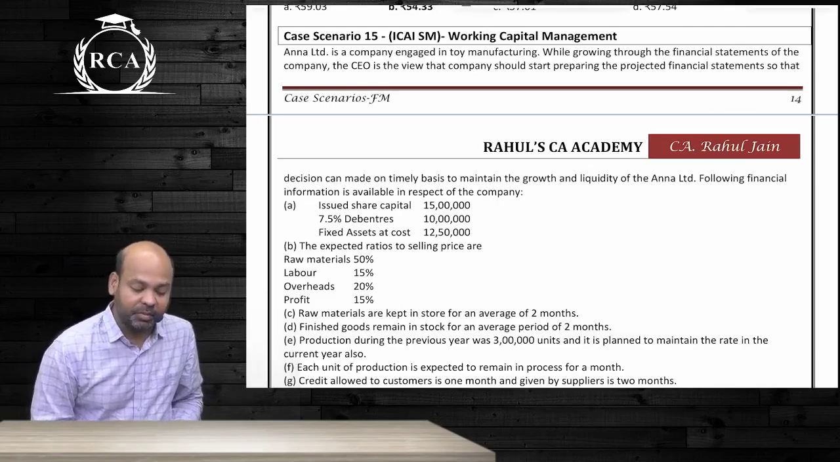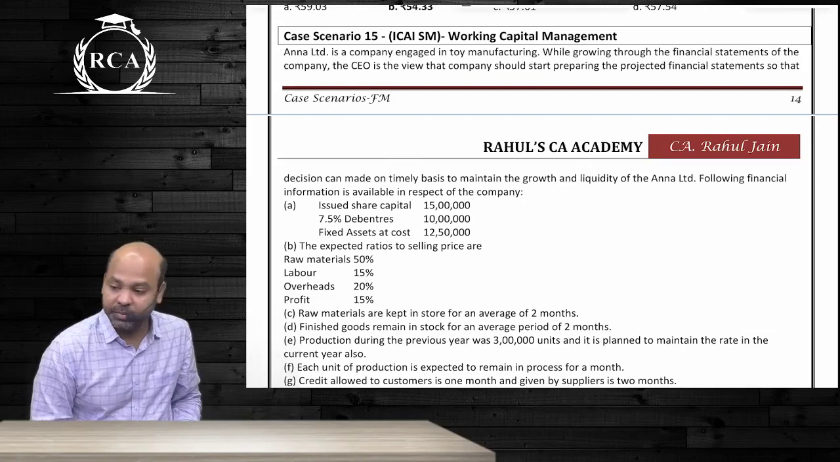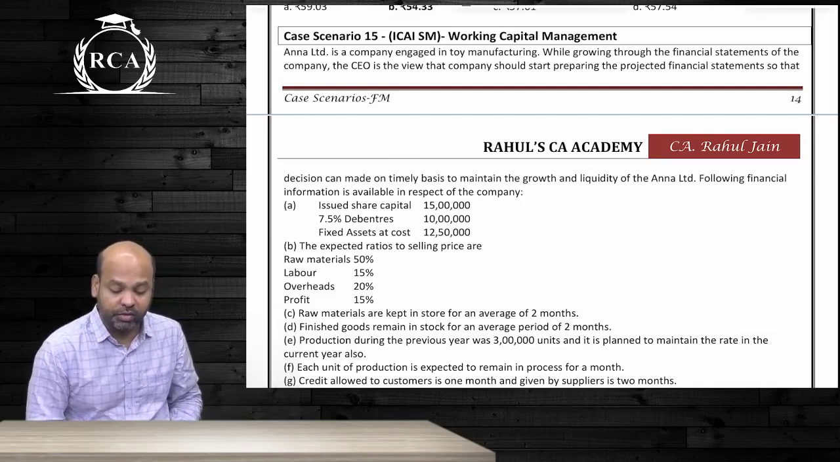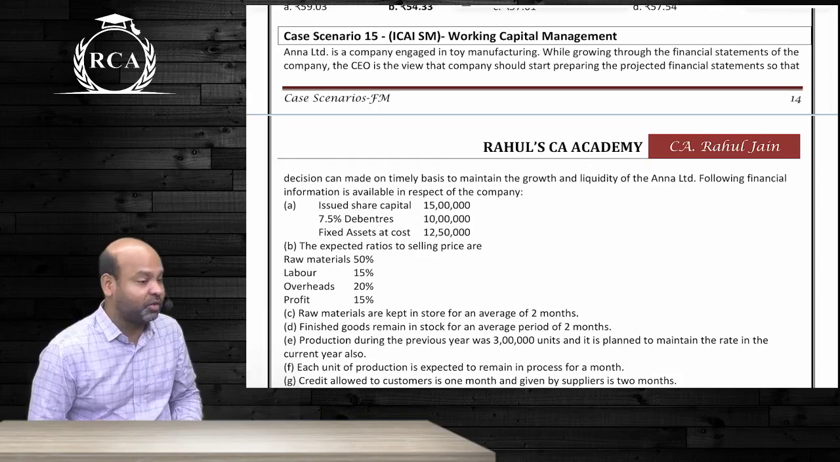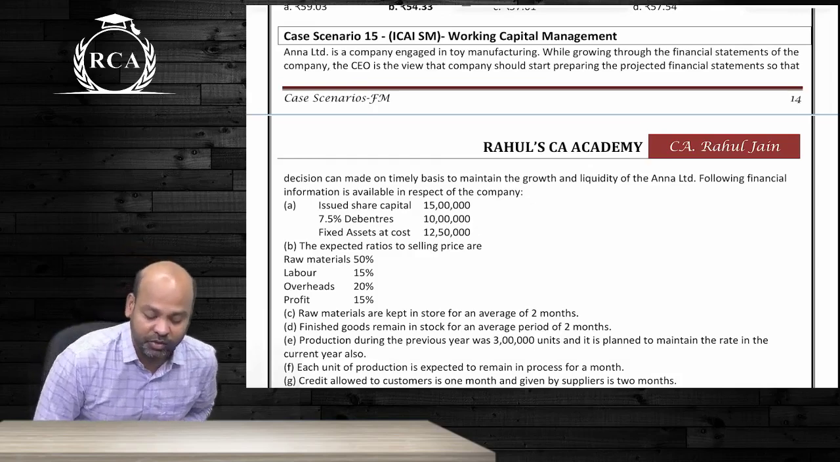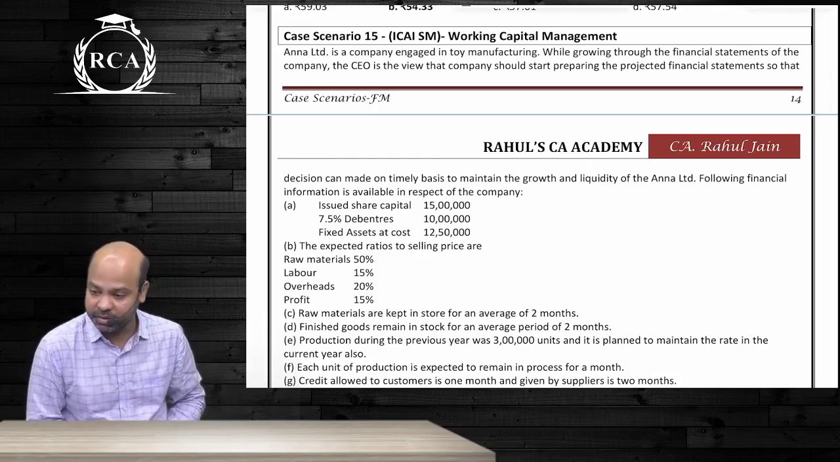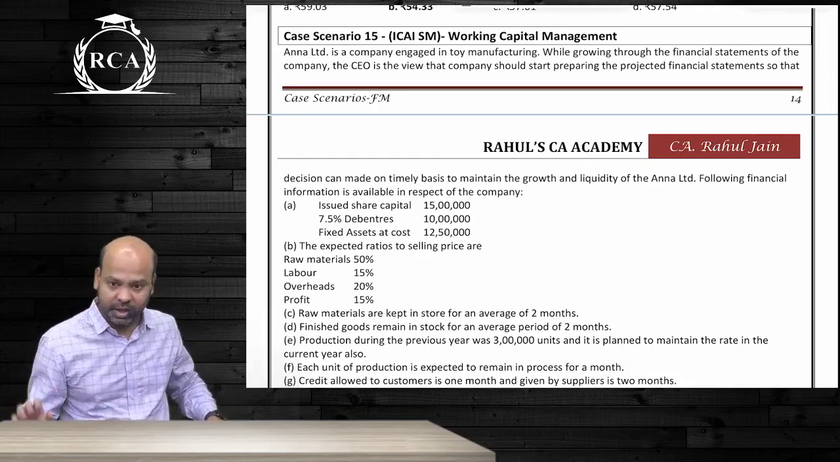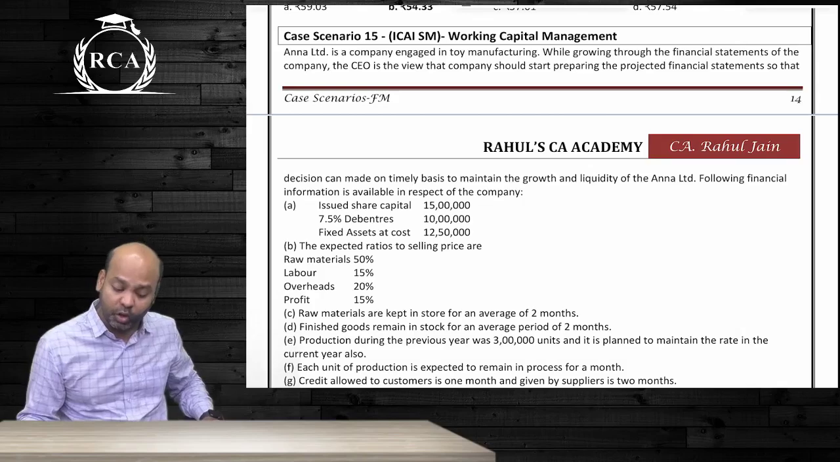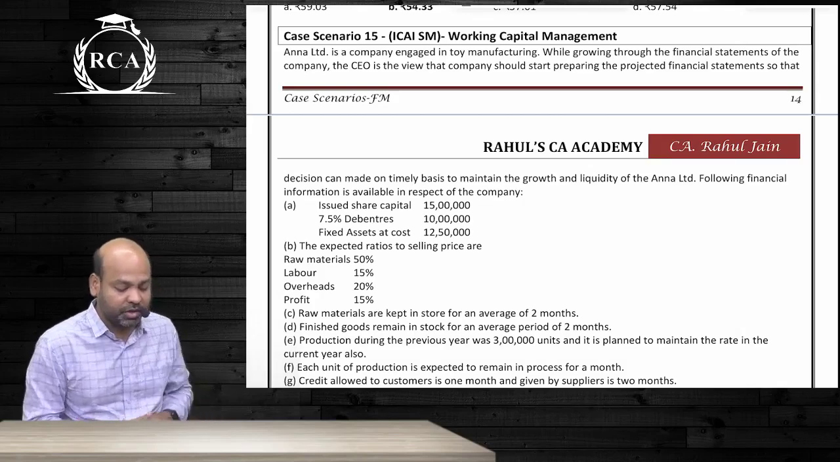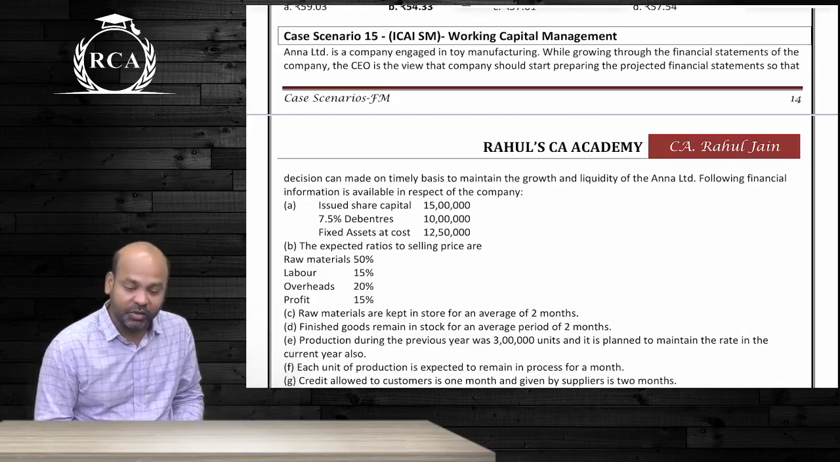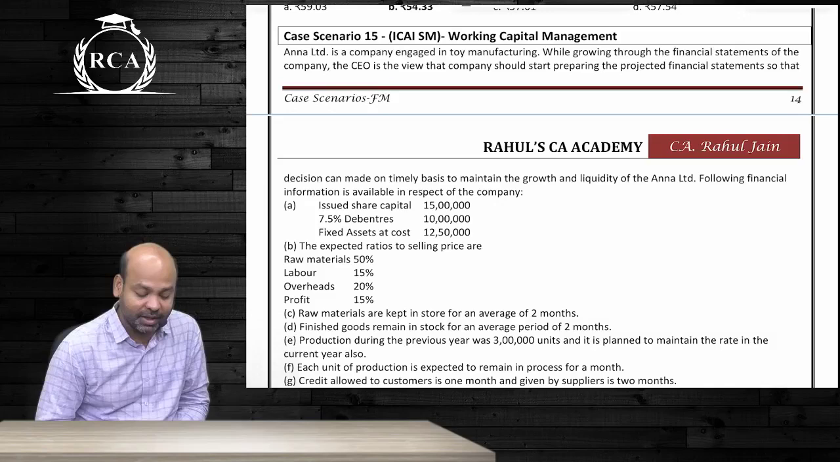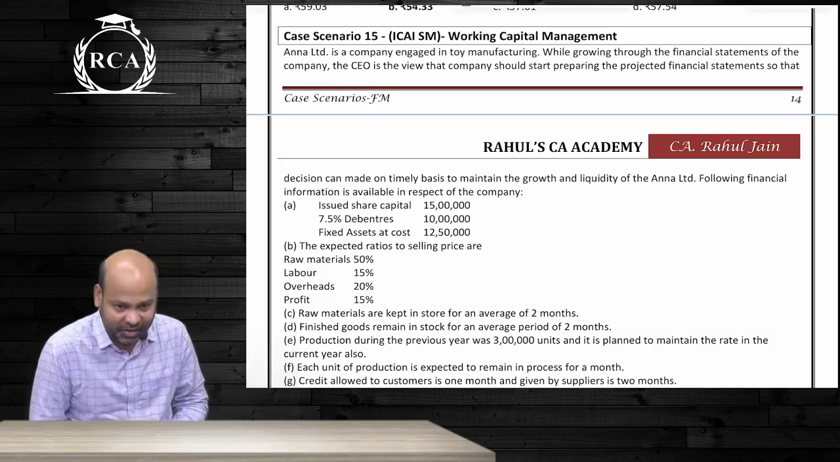Anna Limited is a company engaged in toy manufacturing. While going through the financial statements of the company, the CEO is of the view that the company should start preparing projected financial statements so that decisions can be made on a timely basis to maintain the growth and liquidity of Anna Limited. Following financial information is available in respect of the company. Issued share capital is 15 lakhs, 7.5% debentures are 10 lakhs, fixed assets at cost are 12 lakhs 50,000.